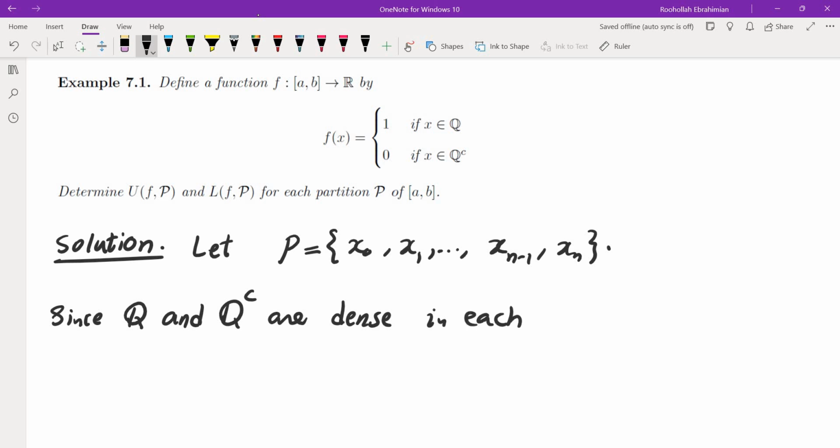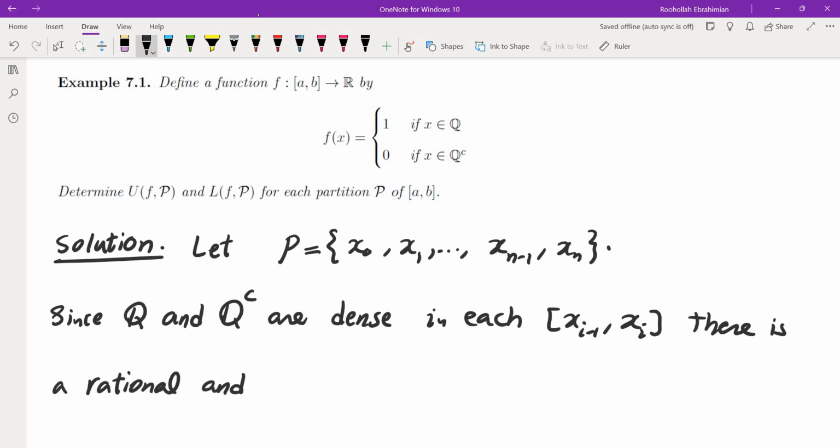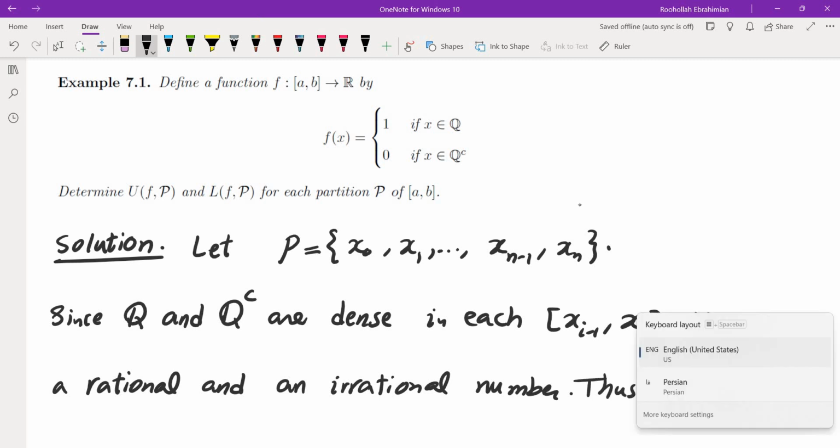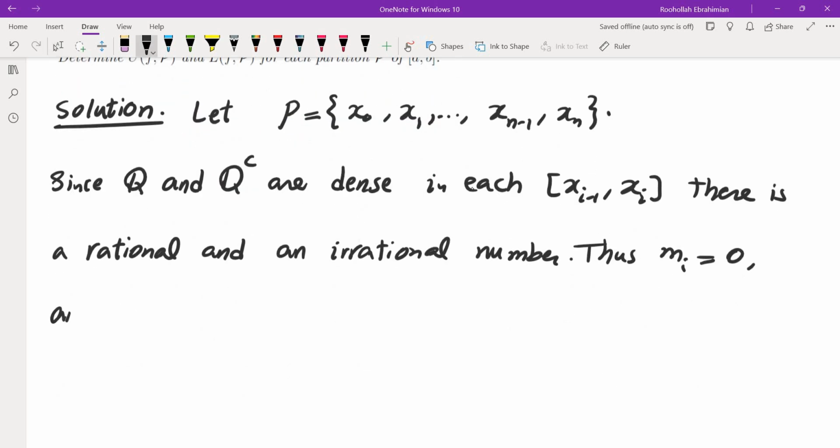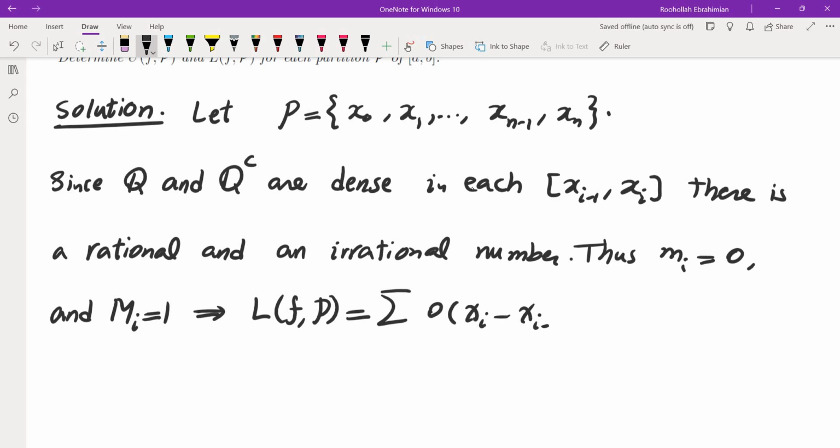In each [xi minus 1, xi], there is a rational and an irrational number. Thus, lowercase mi would be 0 and uppercase Mi would be 1. So this means if I look at the lower sum, I would get the sum of 0 times xi minus 1. So all of these terms are 0.